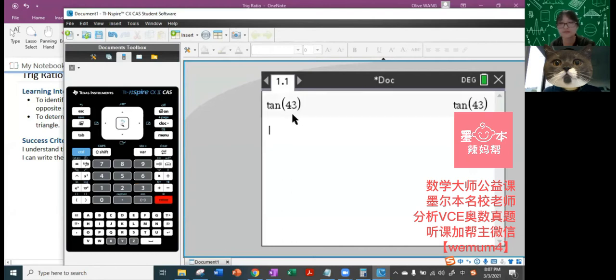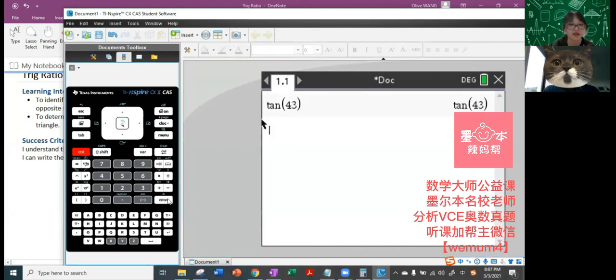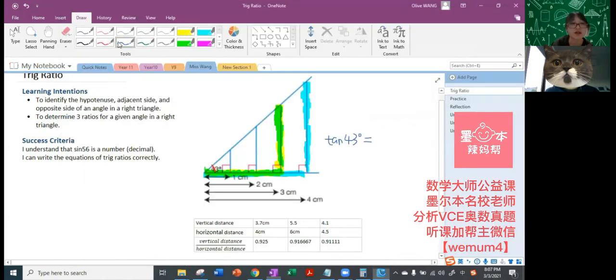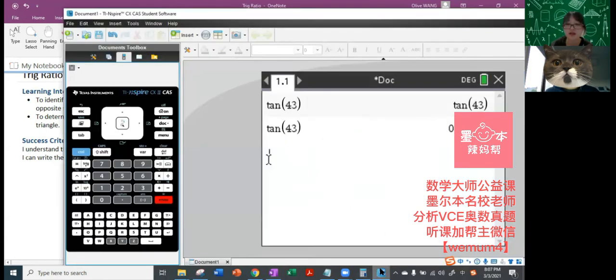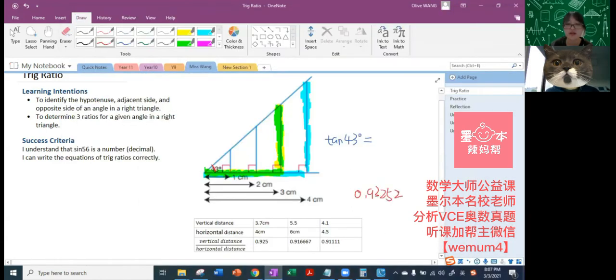43. Let's control enter again. So you can see here, it gives me a number. Basically, if we measure our stuff very accurately, this ratio should be 0.93252. Okay, so again, everyone, if we measure this one really closely, this one should give us 0.93252.